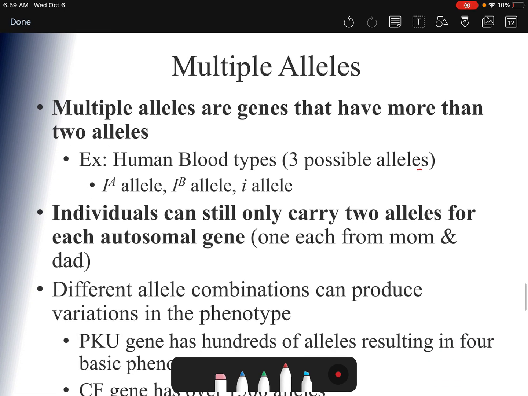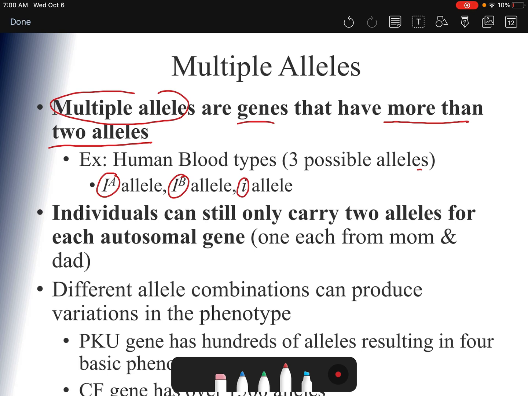With multiple alleles, as the name suggests, these are genes that have more than two alleles. So now instead of just big A, little a, there'll be more alleles. And so our example is human blood type. Here's one allele, the IA, the IB allele, and then the lowercase i.